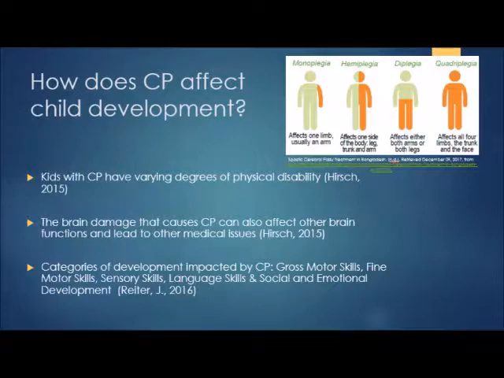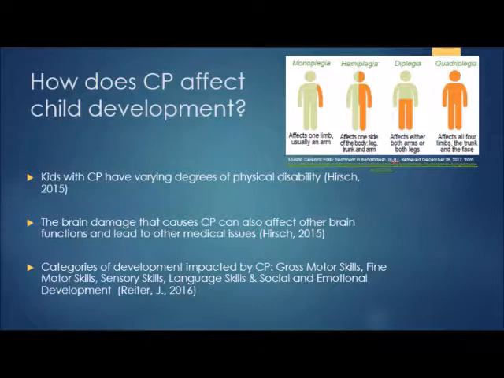The damage to the brain that results in cerebral palsy can also affect other brain functions and lead to other medical issues. Some examples of the medical issues are visual impairment or blindness, hearing loss, speech problems, sleep disorders, osteoporosis, which means that the bones in the person's body are very weak and brittle, and different behavior problems.